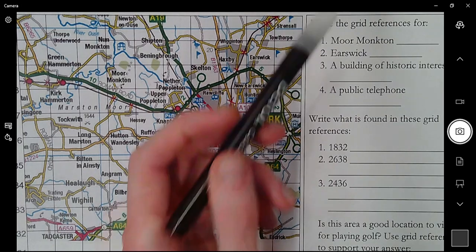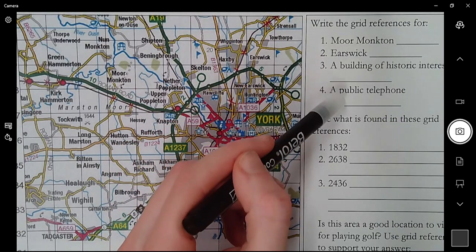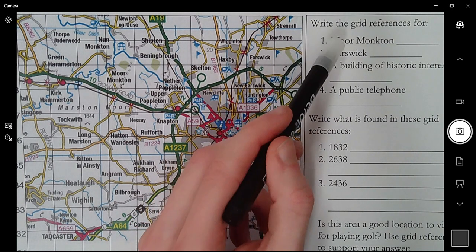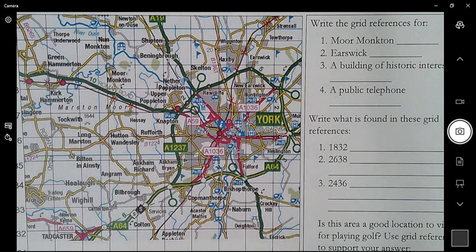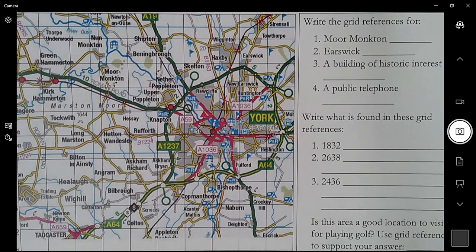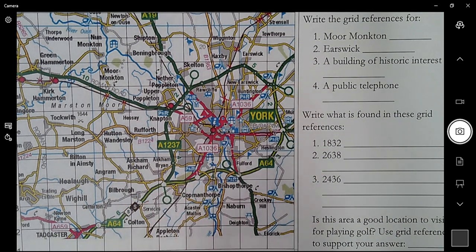So for the first 4, you are going to write a grid reference for each of these places. You're going to have to find the grid references for Moor Monkton, Earswick, a building of historic interest, and a public telephone. That's the first thing you'll do. Then you're going to do the opposite for the second part. You're going to write down what is found in each of these grid references. So you will go to 1832, you will go to 2638, and you will go to 2436.